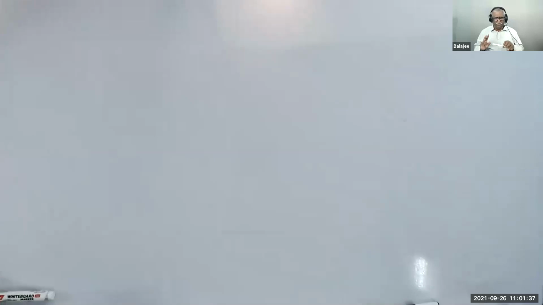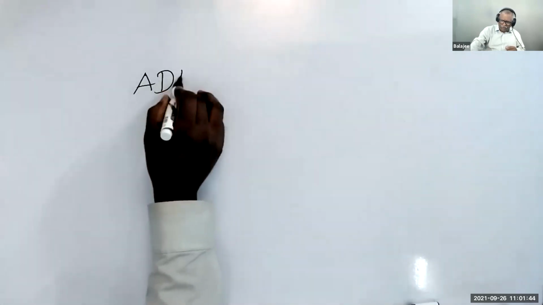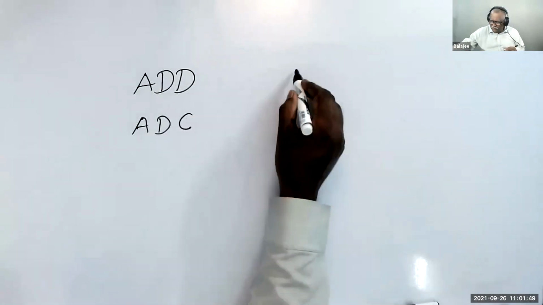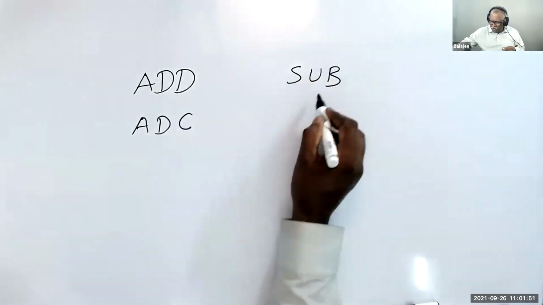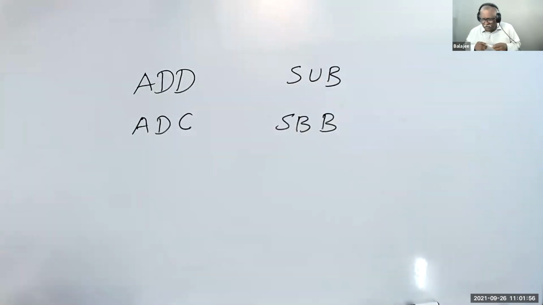The basic doubt is with one instruction. There are two instructions in 8085. One is add, the other one is add with carry. In the same way, subtract with borrow. You need to understand that. These are very widely used instructions, so better understand them.